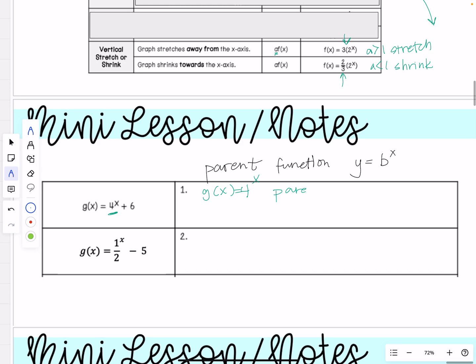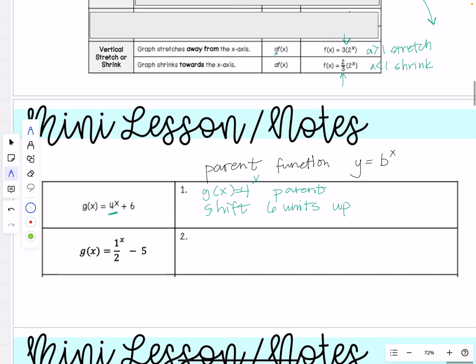All right, now what does that plus 6 do? Well, that's going to shift our parent function. How many units? 6 units. In what direction? It's going to shift it up by 6 units.